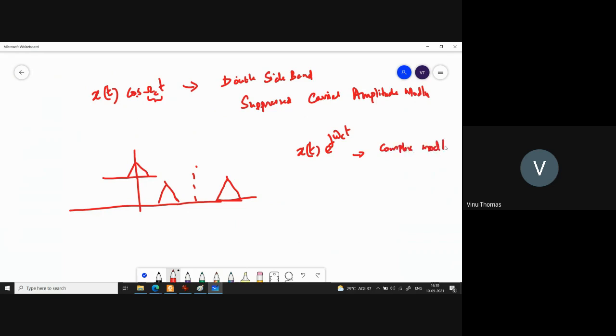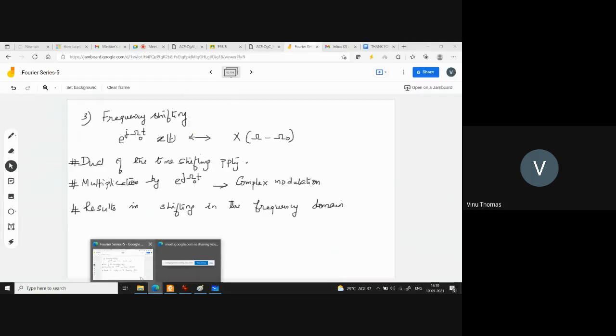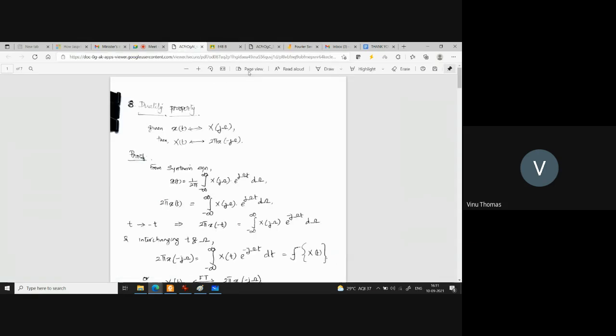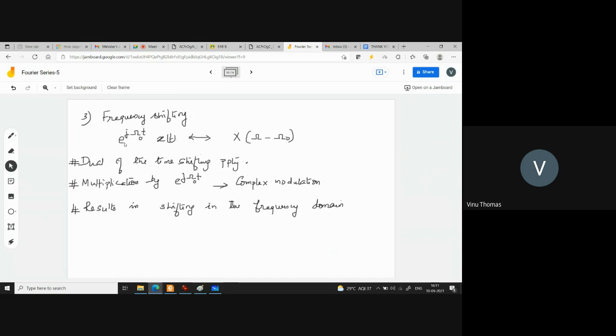I don't want to diverge too far because we will study this in another subject. In case you want further clarification, you can ask that question before we start the next live session, so I can explain that way. The frequency shifting property states that e raised to j omega 0 t into x of t has a Fourier transform x of omega minus omega 0, which means the Fourier transform x of omega is shifted by an amount omega 0.